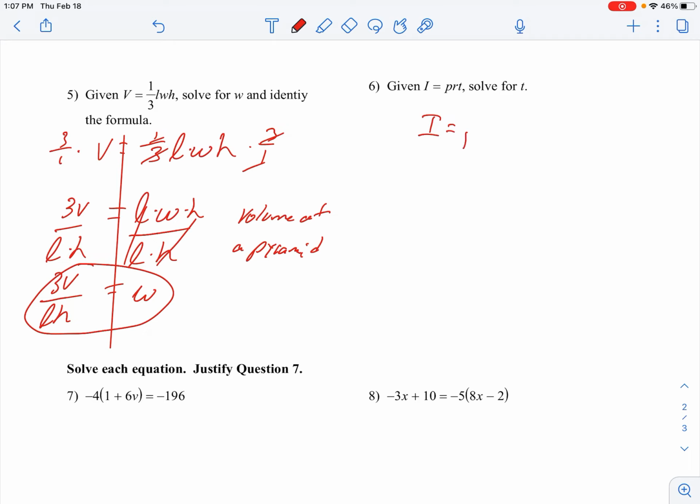On the last one, solve for T, and that T has a P and an R attached again by multiplication. So very similar to how we finished up that last one. The inverse of multiplication is still division, so I'm dividing by P and R. And you can't do anything with I divided by P and R. So that's the best you can do. Now what this is for is calculating interest. Okay.